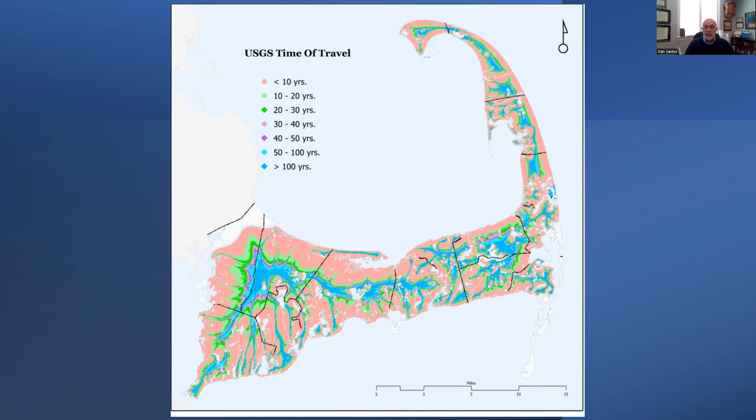It helps us understand, again, when we're dealing with contamination in the groundwater, we can predict the direction it moves because of our groundwater contour map, and how fast it's going to get there because we know our times of travel, because it's been measured by our friends at the U.S. Geological Survey.